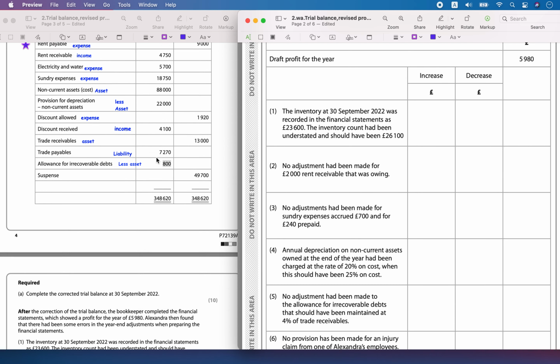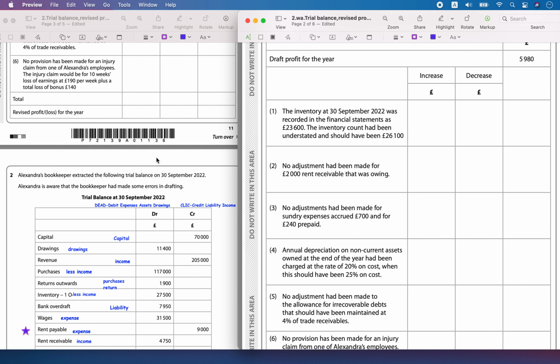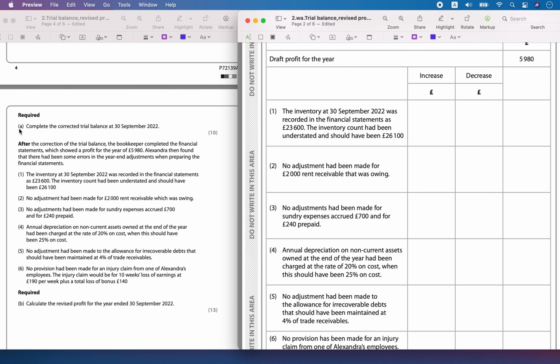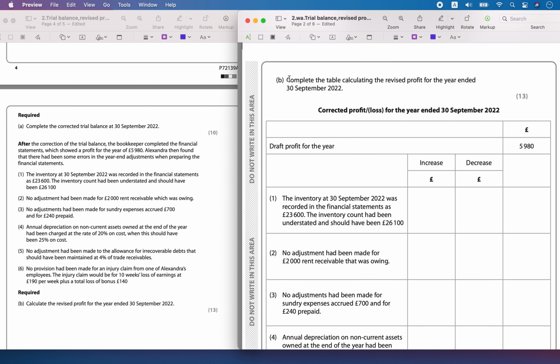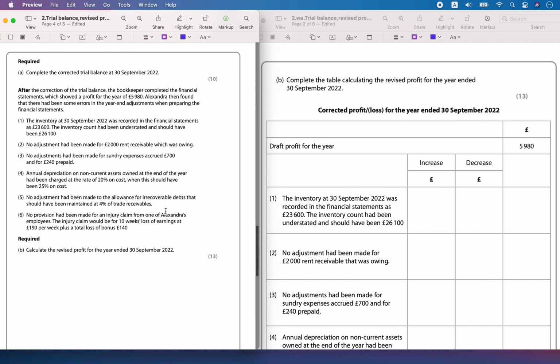So hello, today we are going to solve the October 2022 paper, question number 2. Part A has been solved. Now this is the B question: complete the table calculating the revised profit for the year ended 30th September 2022. So we have to correct the profit and prepare a revised profit for the year because there have been some errors. After the correction of the trial balance, the bookkeeper completed the financial statements, which showed the profit as this much.